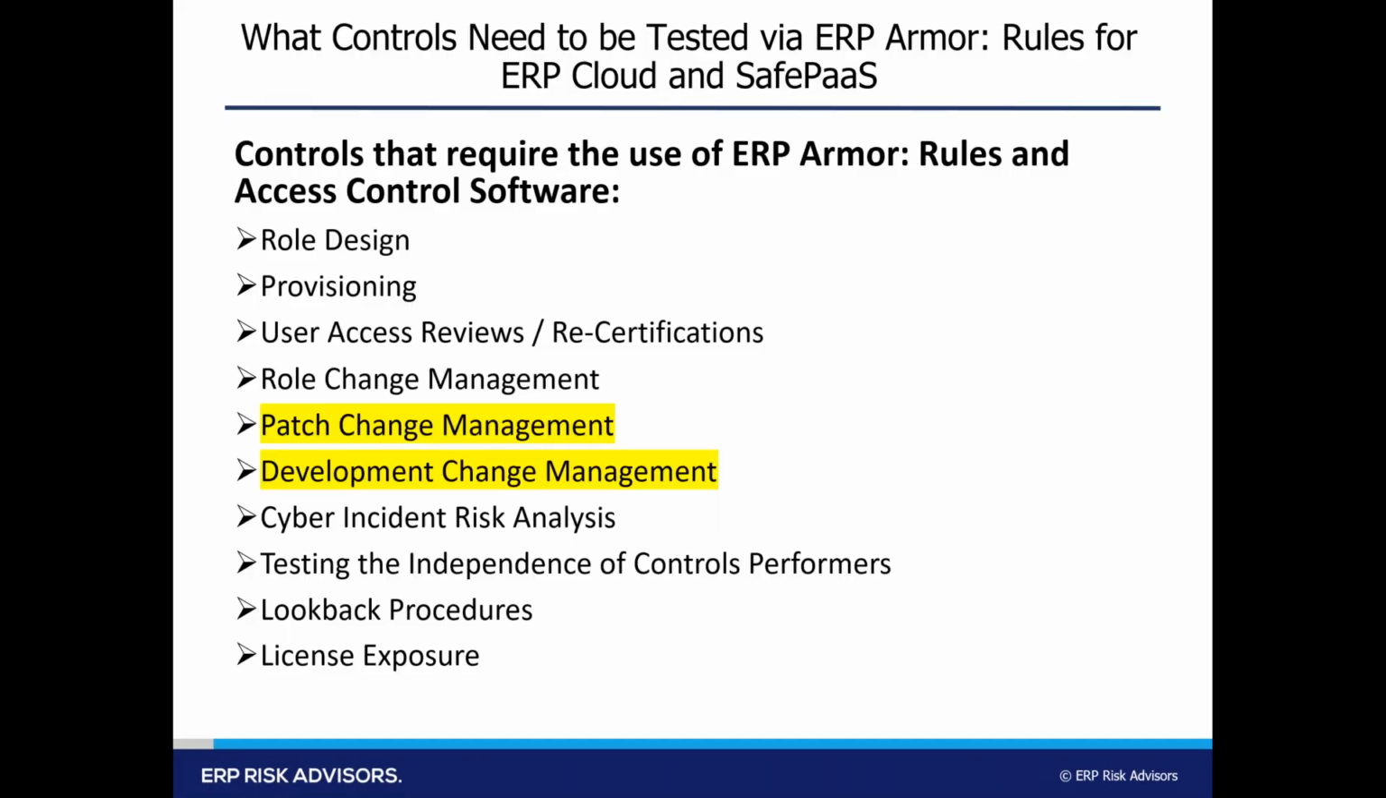So now into the meat of what we're going to talk about today. I'm going to try to throw in a second topic if we have time, but what I really want to focus on is patch change management. This is the series of the 10 different scenarios that we're covering. We've covered role design, provisioning, user access reviews, and role change management. We're going to be covering patch change management and development change management. And then with the next two webinars in this series, we're going to look at cyber incidents, testing independence of control performance, look back procedures, and license exposure.